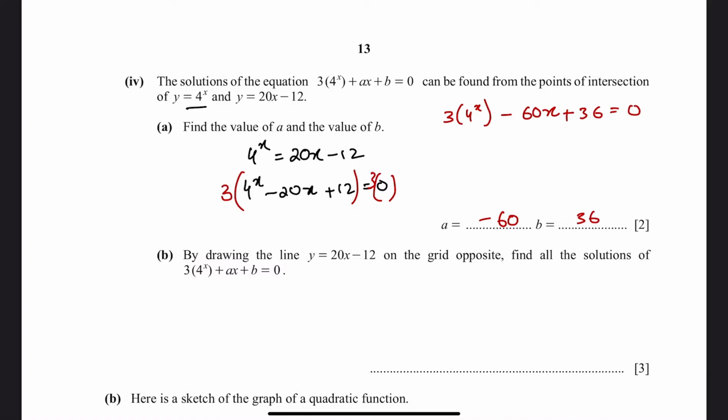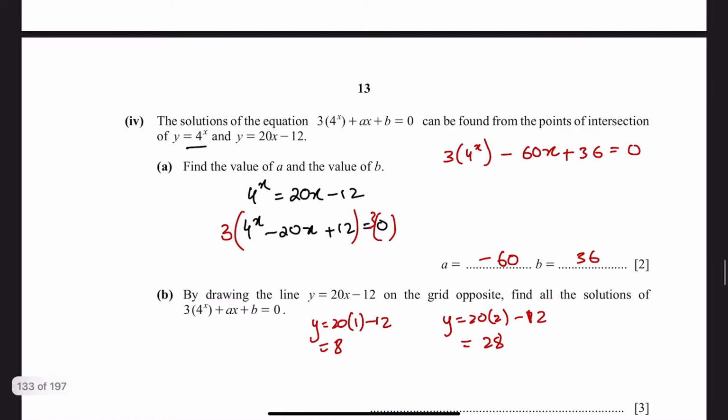Then it says by drawing a line y equals 20x minus 12. So in order to draw this line, I'm going to insert 0, which is not very good. Let's insert 1, that gives me 8, and let's insert 2, that gives me 28. So (1, 8) and (2, 28).